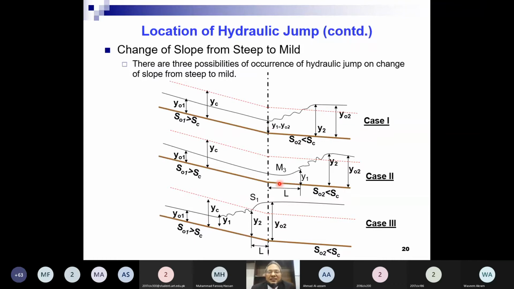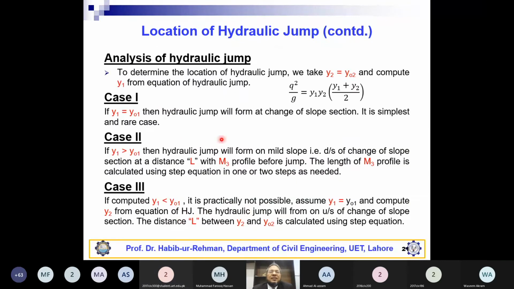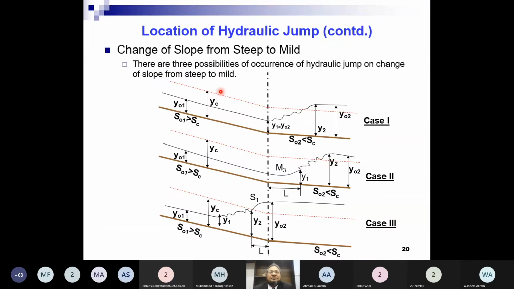What is in the second case? Hydraulic jump is not forming at the change of slope location, but it is starting downstream of the change of slope location, means here, and here a hydraulic jump is forming on the mild slope. And what is the third case? The third case is that a hydraulic jump may form upstream of the change of slope location. So these 3 conditions are given here.